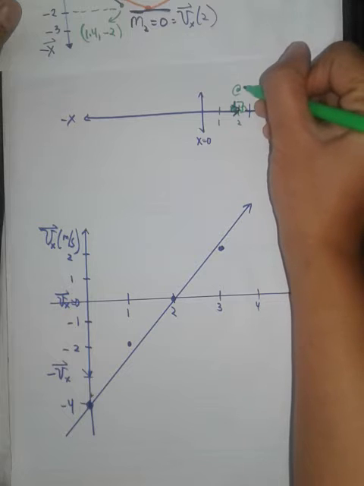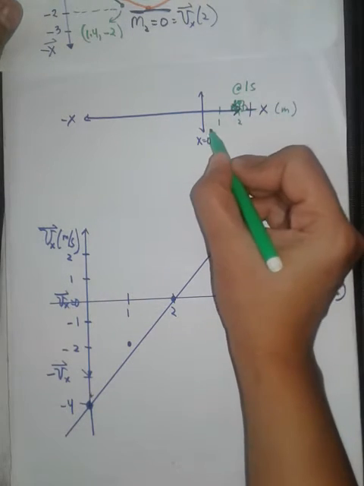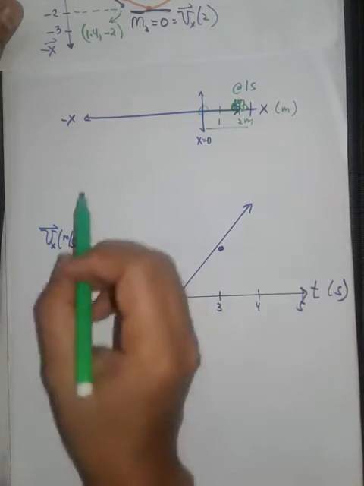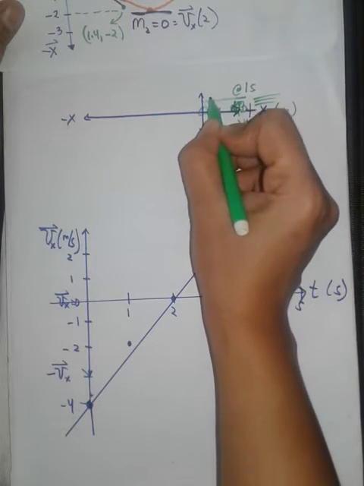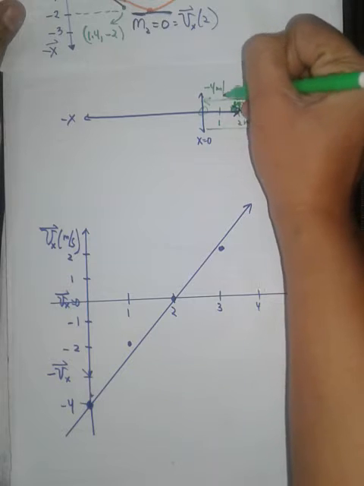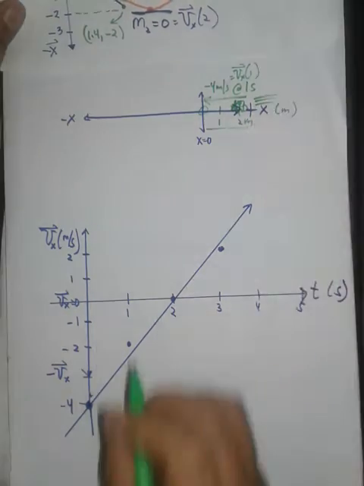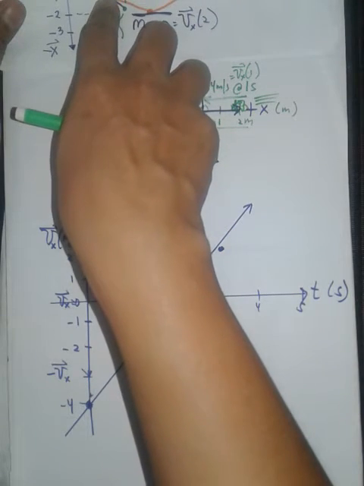so this is when time is 0. My particle is here at 2 meters from the origin. And how fast is it? It's very fast. It's moving towards the left at negative 4 meters per second. This is the instantaneous velocity when time is 0.